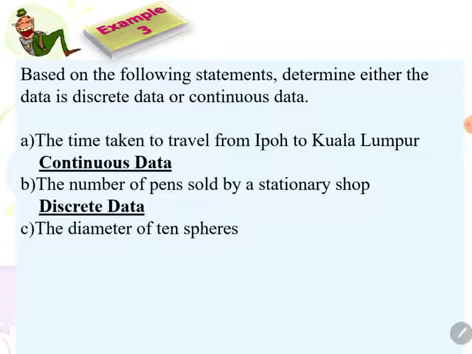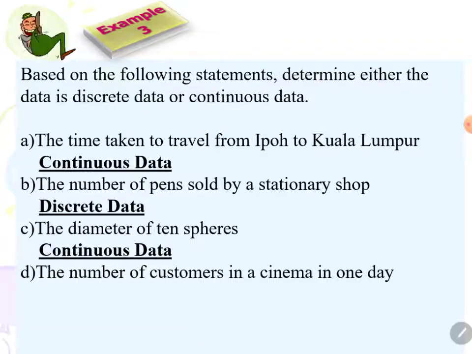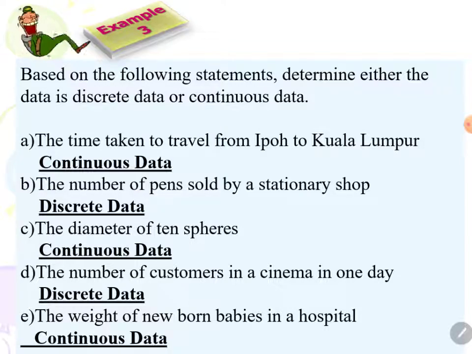And then the diameter of 10 spheres. So diameter can be any value. So it will be continuous data. And then the number of customers in a cinema in one day. Because it's customers, it's people, we don't have 3 suku people. Okay, will be discrete data. And the weight of newborn babies in a hospital will be the weight. Any weight will be, yeah, discrete data. Continuous data, sorry.